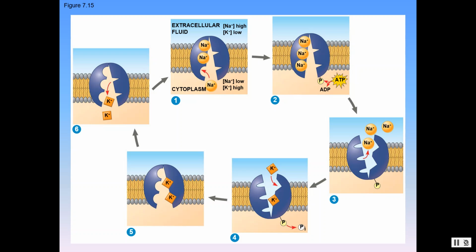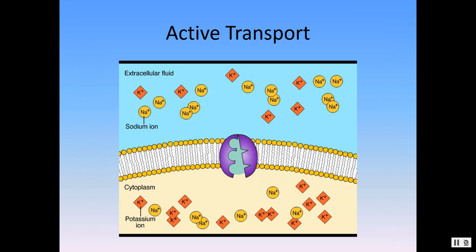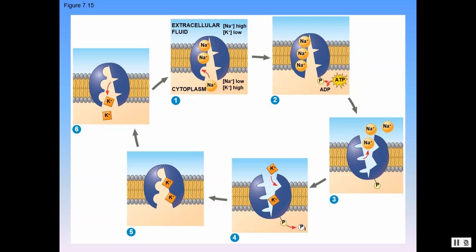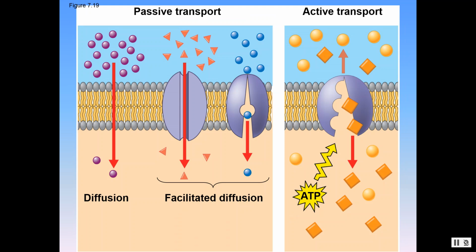All right, so you start at number 1. Sodium jumps in, and we push sodium out, and then it takes some potassium, and we push potassium in. It goes around and around and around, and it's always trying to create a differential between one side and the other, not striving for equilibrium.